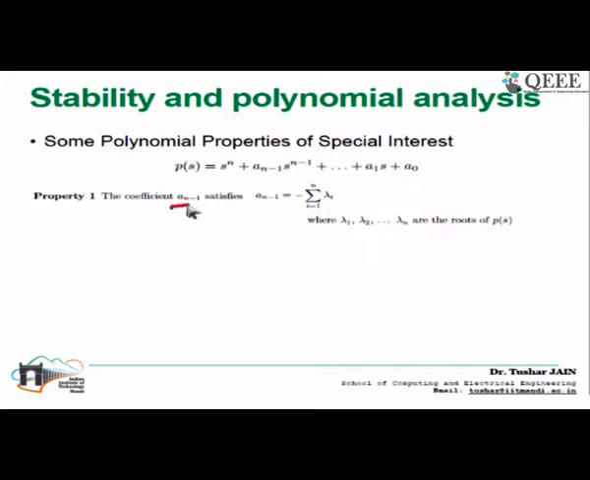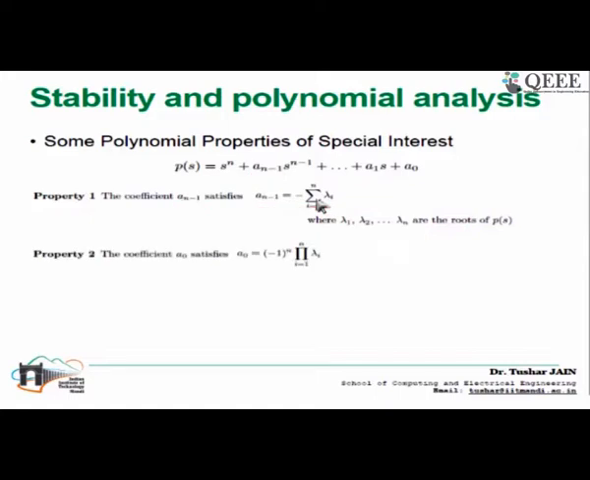Here you see that the coefficient a with subscript n minus 1 satisfies this mathematical relationship, where these lambda i are the roots of P of S, that is the polynomial. So there is a relationship between the coefficients and the roots. If you pay close attention, assume that all these roots lie in the left half plane of the S plane. So all these values will be negative. When they are summed up with the negative sign, this value will become positive. Just note this point that a with subscript n minus 1 is positive.